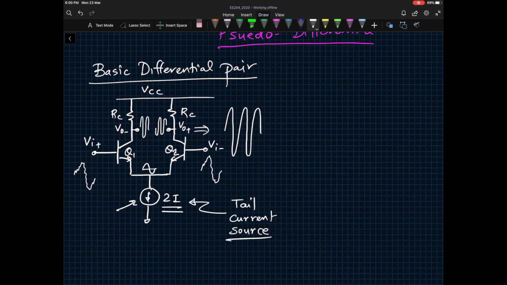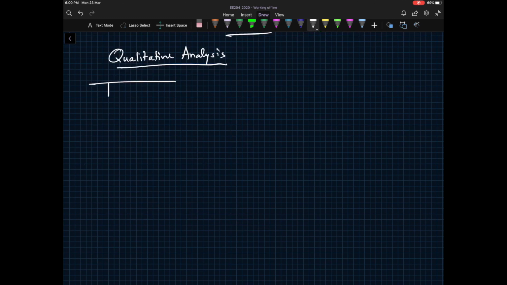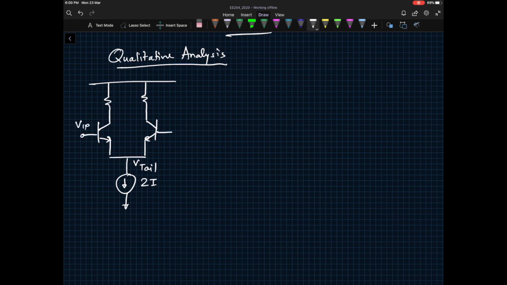Let's go through a little more detailed qualitative analysis of the diff pair. So I'll be drawing this many times, and so should you. Okay, and this is our 2I current source, and this node is called, let's say, V tail. I'm going to label them in a certain way so that our analysis becomes easy. VIP, VIN, and this is your load resistor RC, and VCC, and this would be exactly flipped so that you would call this VOP, and this is VON.